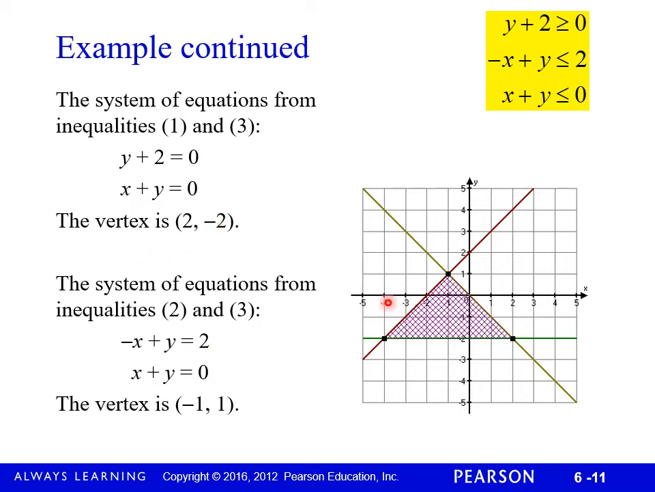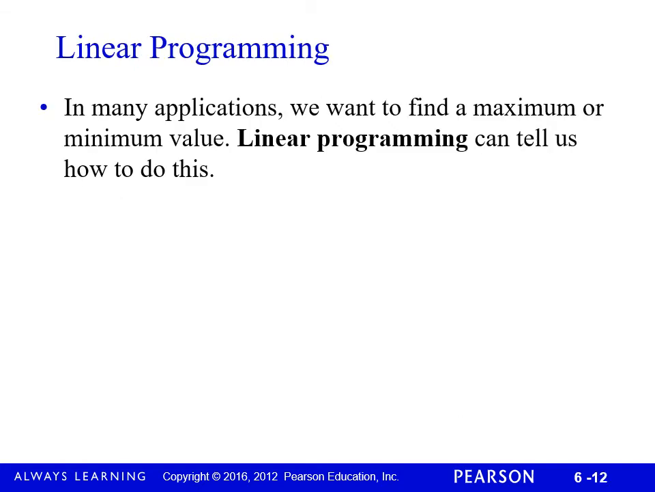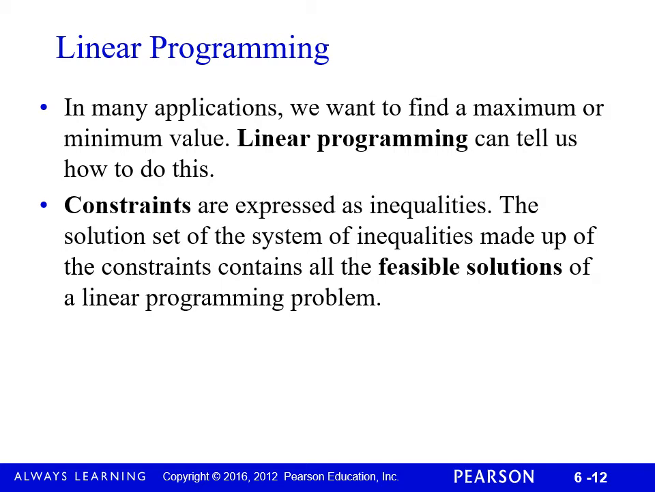And there's a reason that we do that. When we do linear programming and we're trying to find a maximum or minimum, one of the weird phenomena is that the maxes and minimums of inequality systems always occur at a vertex, at a corner. So we want to find those values so that we can figure out the maximum or possible minimum value of a function. In many applications, we want to find a maximum or minimum value. Linear programming can tell us how to do this.